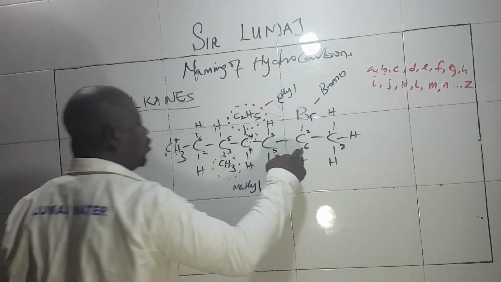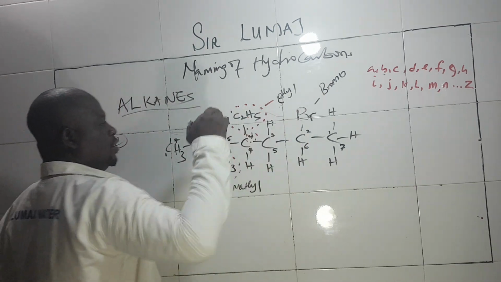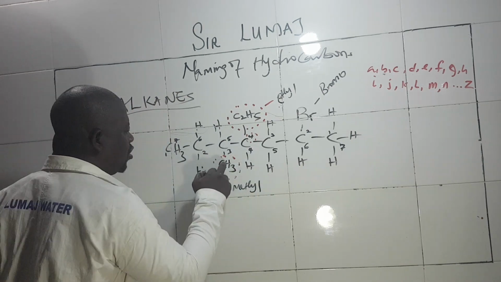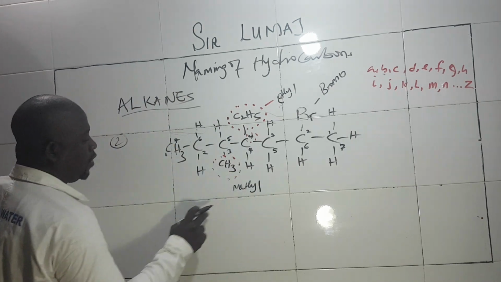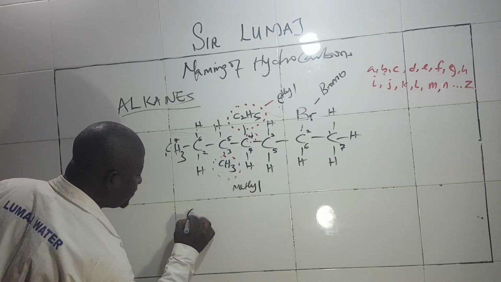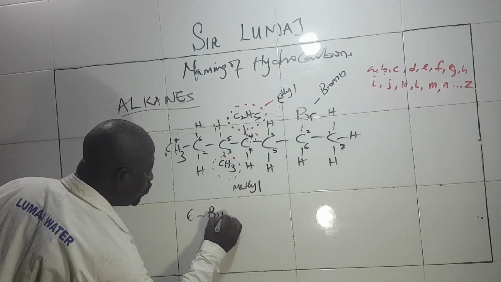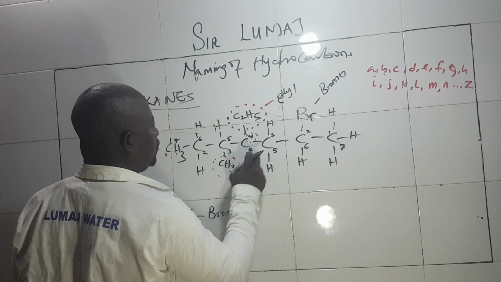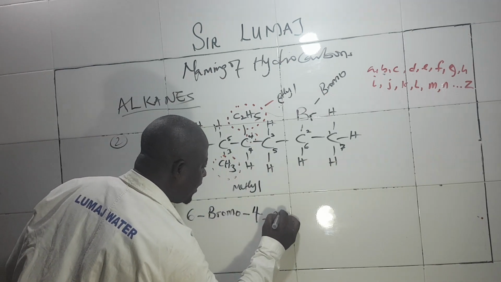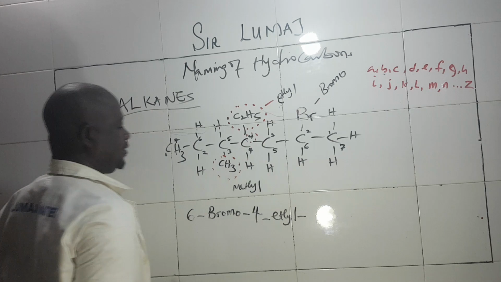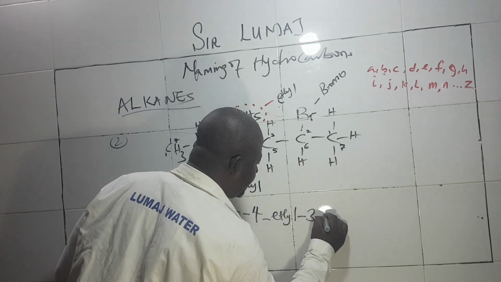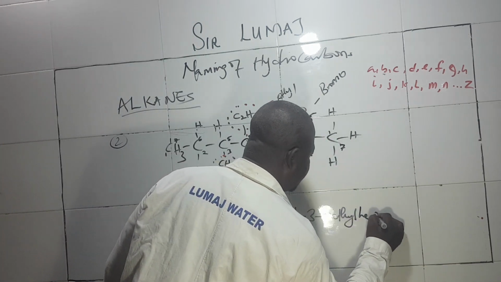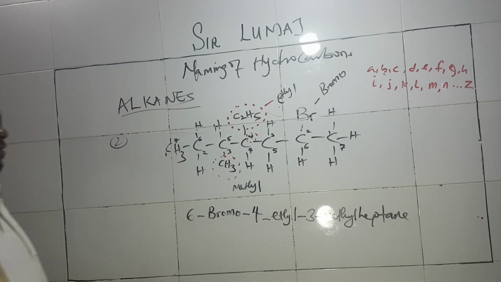So bromine is on carbon number 6. Ethyl is on carbon number 4. Methyl is on carbon number 3. So it's going to be 6 bromo dash 4 ethyl dash 3 methyl. Then what's the name of the compound? Hepta. I think it's clear.